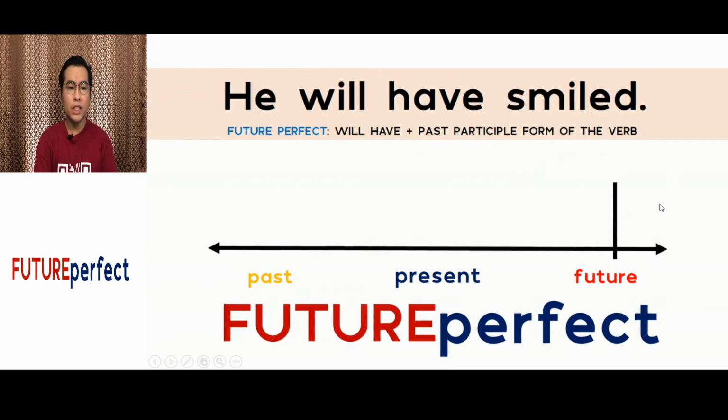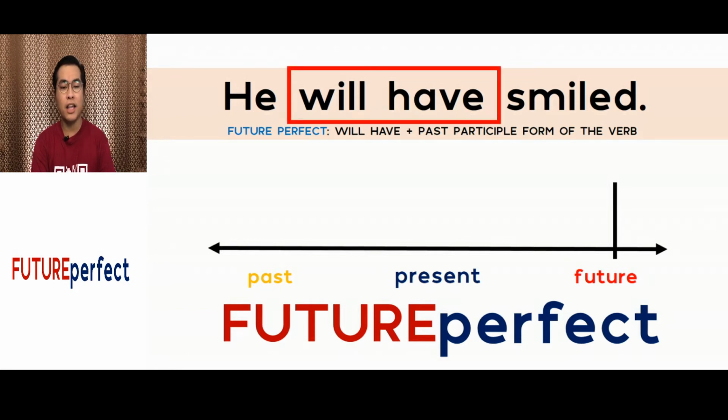Now we have this structure or formula for the future perfect. In this sentence, we have "he will have smiled." The formula is will have plus the past participle form of the verb. Regardless of regularity or irregularity, just like your had in the past perfect, we have will have for both regular and irregular verbs.